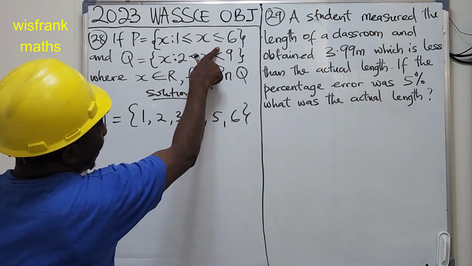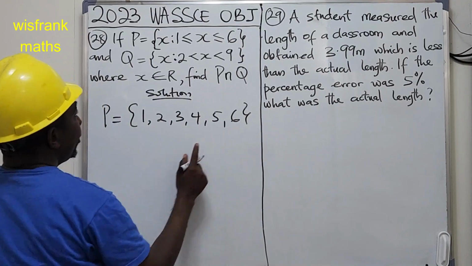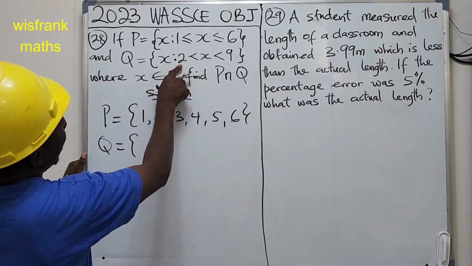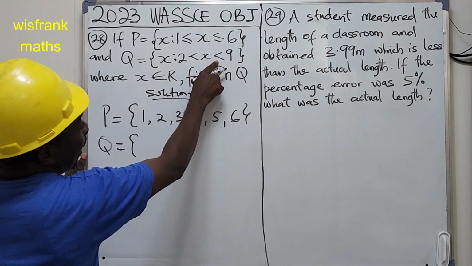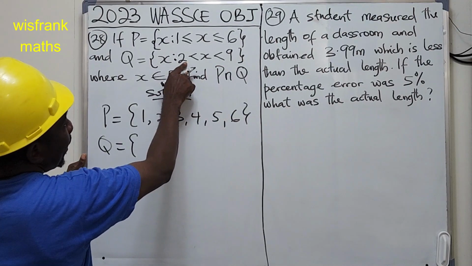X is less than or equals to 6. So this is what we have as the elements of P. In the elements of Q, we have 2 is less than x, and also x is less than 9. So 9 is not inclusive here. And also 2 here is less than x.